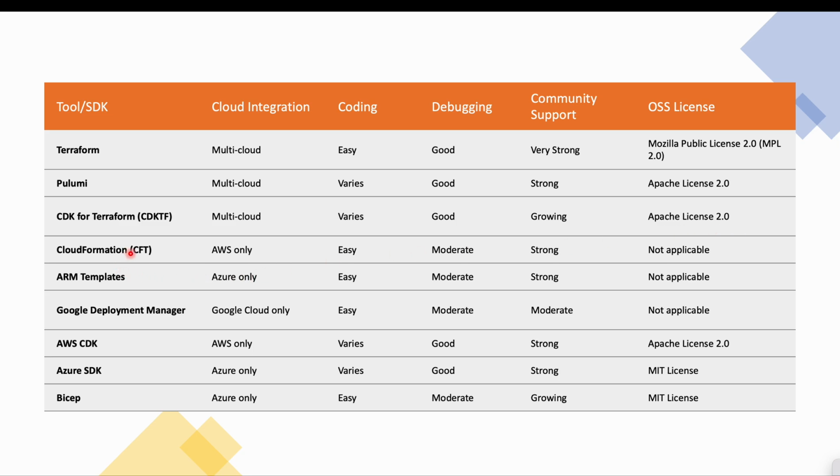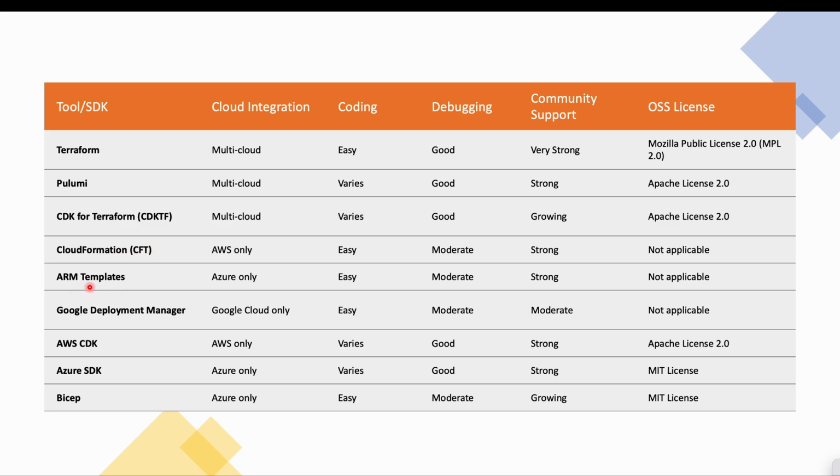And when you come to AWS CloudFormation, it supports only AWS. Using CFT, you can create resources only in AWS. The coding part is easy because you can write in YAML or JSON. Again, it's very easy, but debugging is moderate. Community support is good. For license, there is no license needed, because it is part of the AWS service. So if you have an AWS subscription, then you can make use of the CloudFormation template.